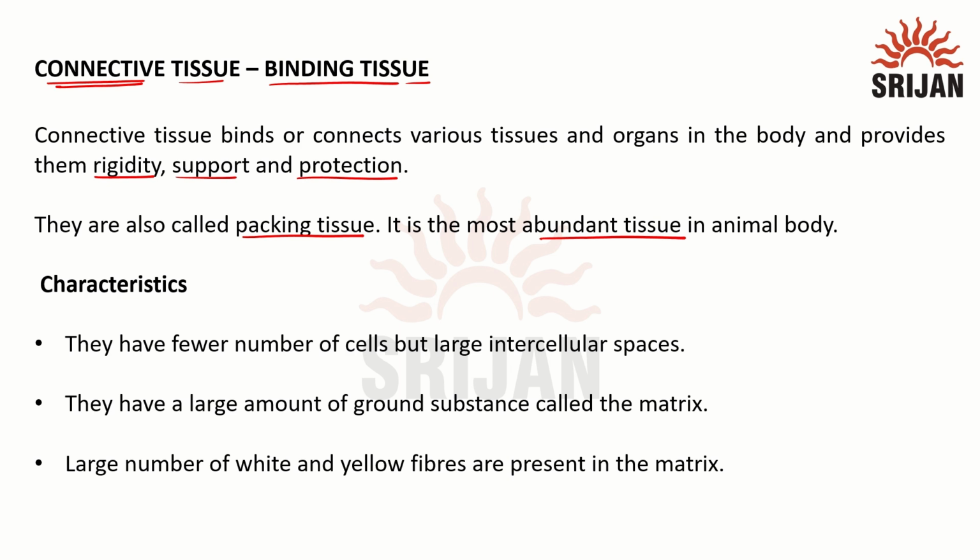The characteristic feature includes they have few cells, but they have large intercellular spaces and more matrix. They have a large amount of ground substance known as the matrix, and matrix composition differs from one type of connective tissue to another. So it has fibers known as white collagen fibers and yellow elastin fibers.